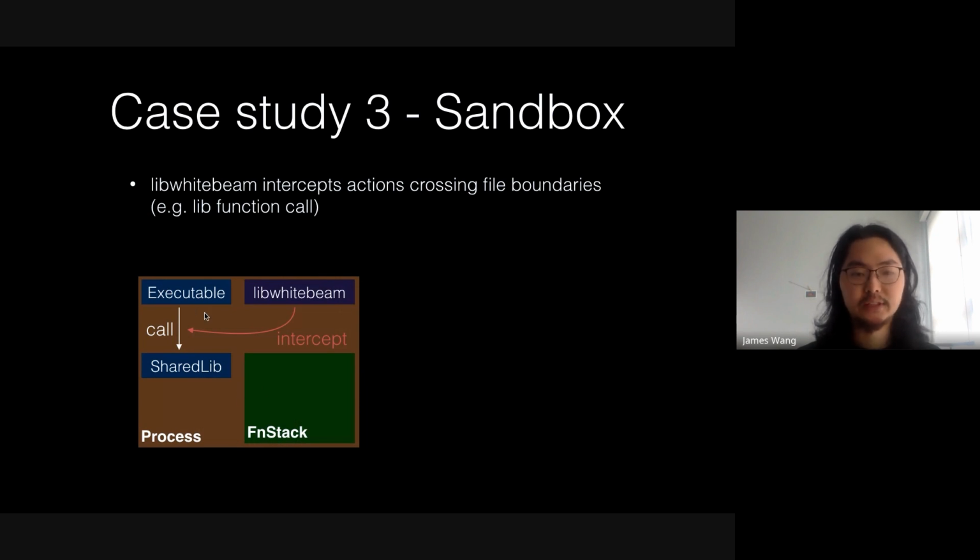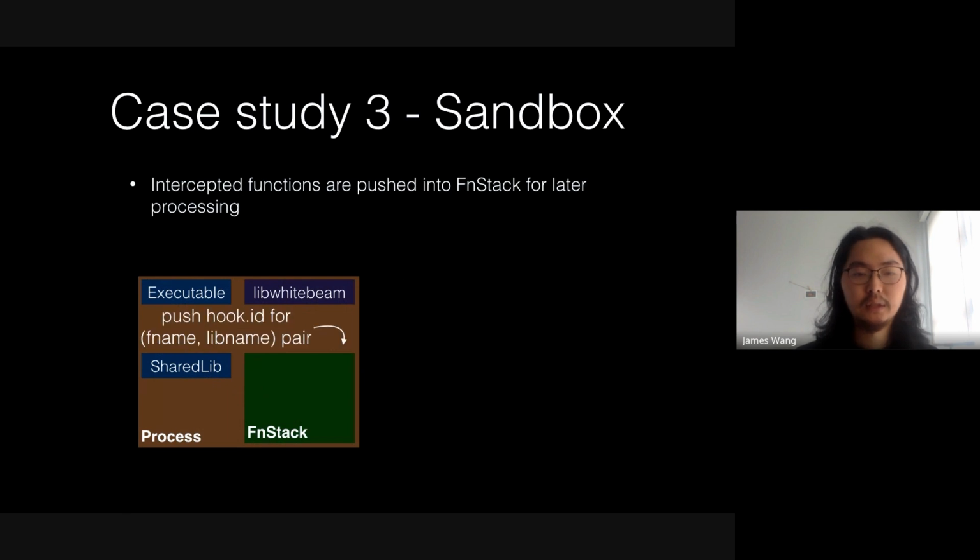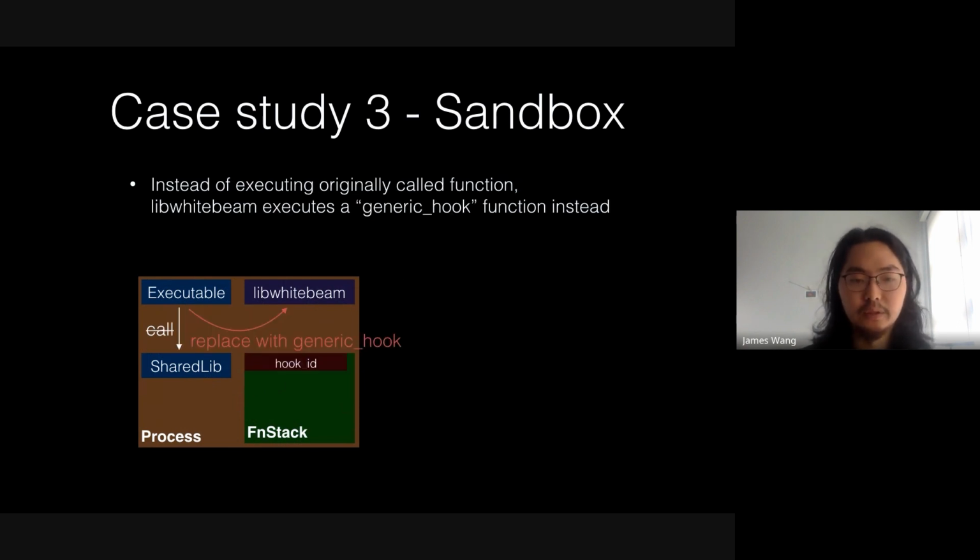So basically, it works like this. If the executable is trying to call a function in the shared library, the Whitebeam function will intercept this call and push the function we're calling into a function stack, which is loaded into the program at launch. After pushing it, it will replace the function call, because we're hijacking the PLT redirect part, right? And by returning a different function, we can replace the function that is going to be called. So it replaces the function call with a generic hook inside the Whitebeam library.